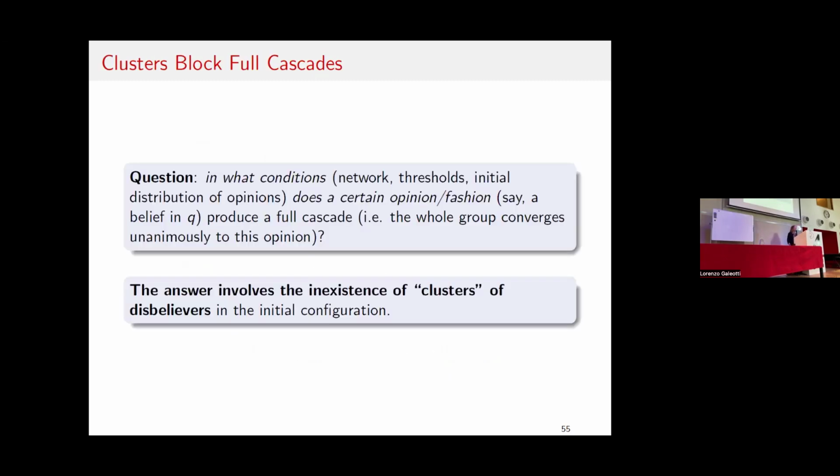Now, an interesting question, which was asked in the literature: under what conditions does a certain fashion or opinion property that agents have produce a full cascade? This means that the whole group converges, all agents, unanimously to this new opinion. The answer depends on the existence or inexistence of clusters of unadopters or disbelievers in the initial configuration. So we're looking for clusters of agents who can block the formation of a full cascade.